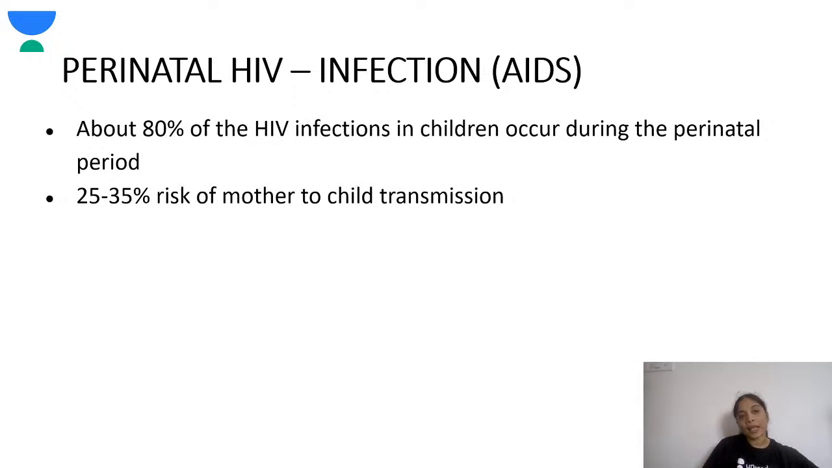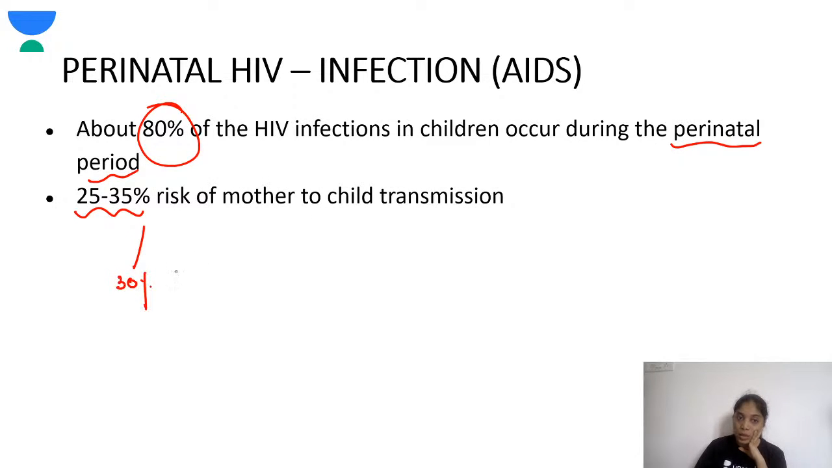So the perinatal HIV infections occur here. About 80% of the HIV infections in children occur during the perinatal period. Most of the time, transmission from mother to child occurs in 25 to 35%. Out of this, 30% is vertical transmission. There is 10 to 15% transmission that can occur through breast milk.